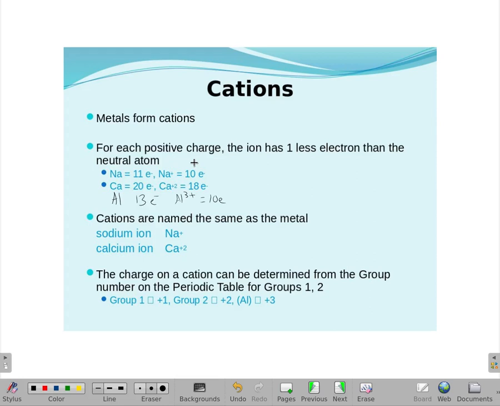Now, when we actually have an ion, that's all we do to name it: put the word ion after it. So that Al3+ that we just put up there, we really do just call that aluminum ion if we were to name it. Aluminum ion is just Al3+.